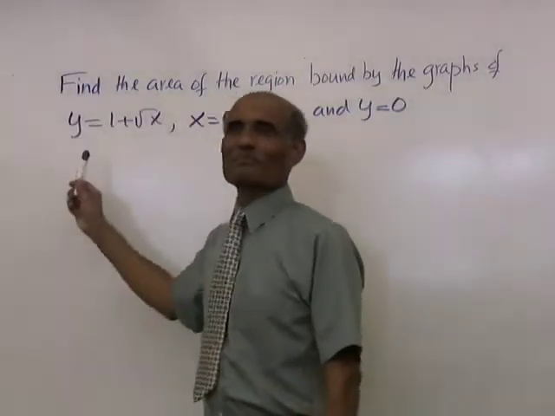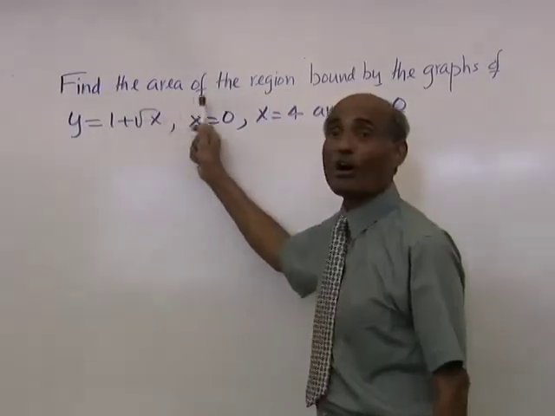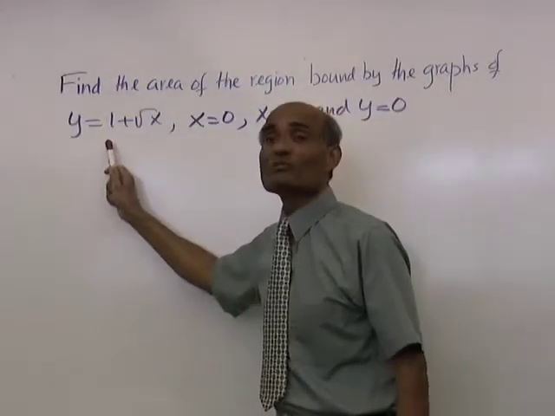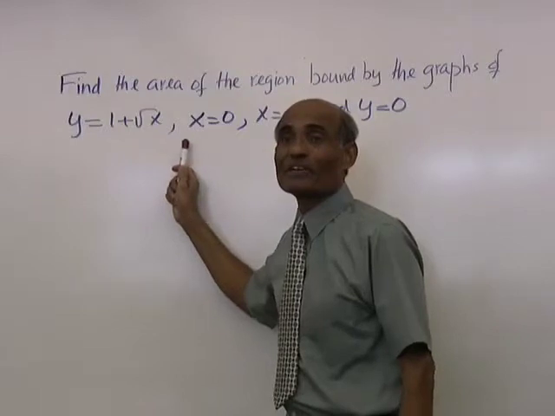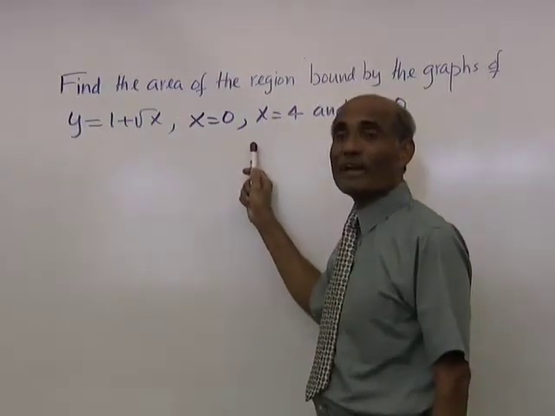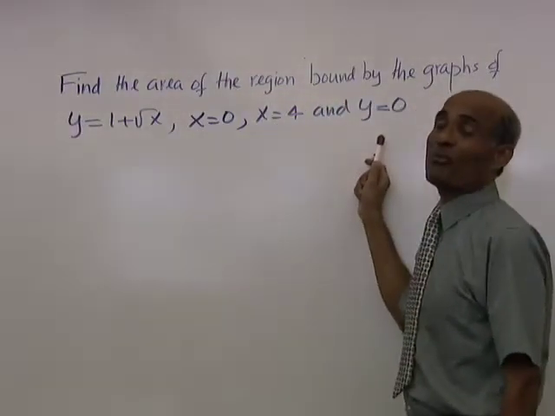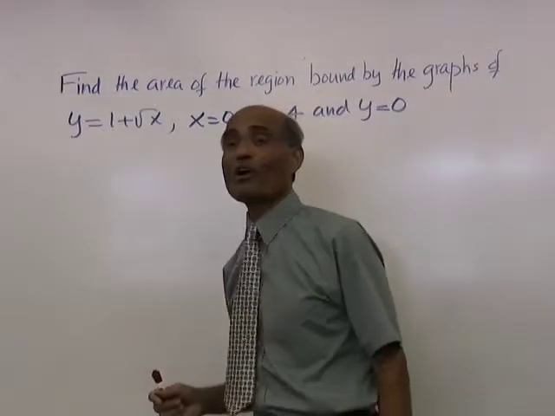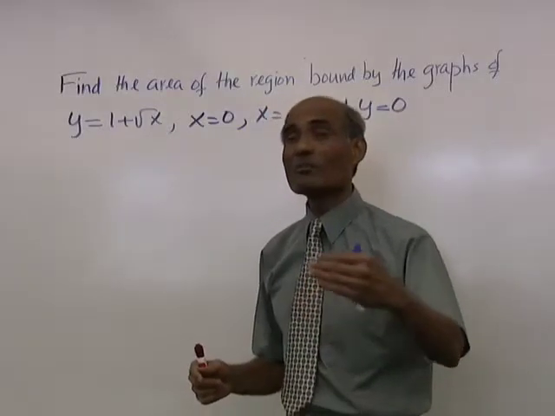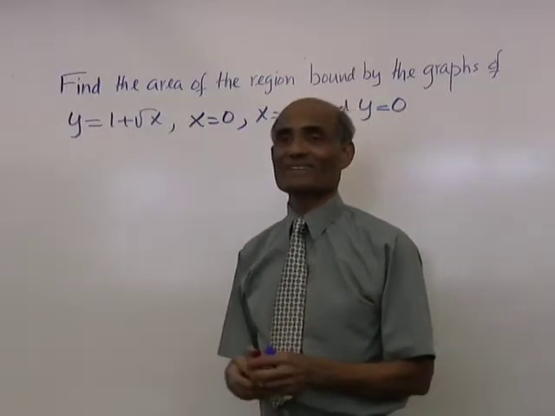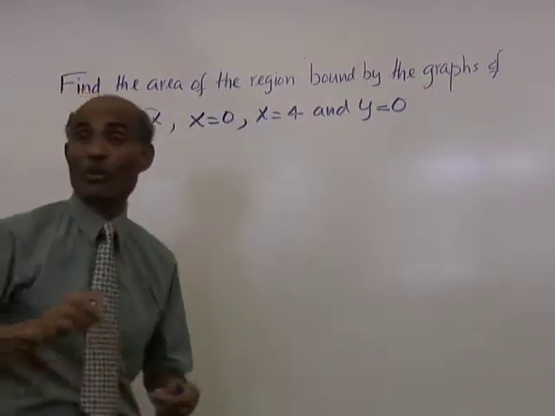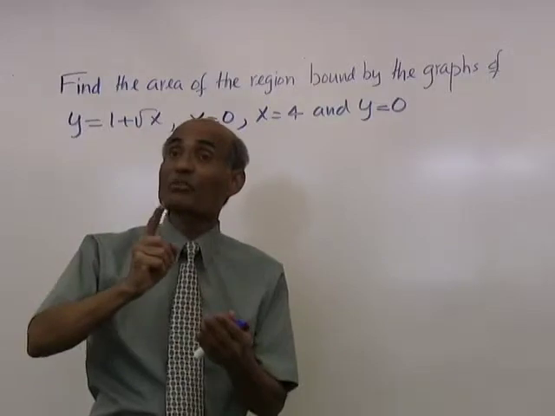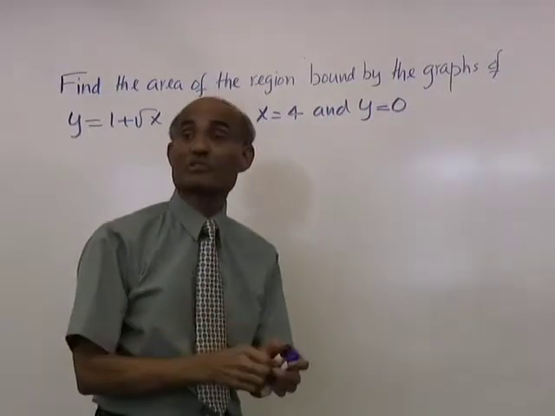Okay, let's look at this problem. Find the area of the region bounded by the graphs of y equal to 1 plus square root x, x equal to 0, x equal to 4, and y equal to 0. Well, how does the graph of y equal to 1 plus square root x look like? Well, you know how the graph of f of x equals square root x is. Now 1 plus means it will be shifting 1 unit upward.